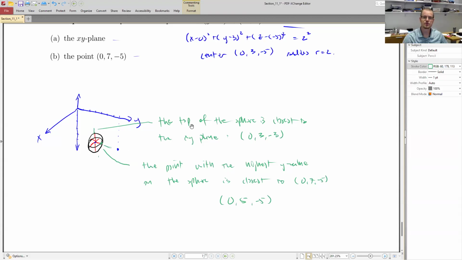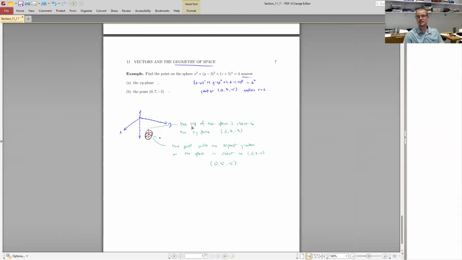Will we be able to answer these questions with calculus in some sense later on? Yeah, definitely. We'll use the distance formula to be able to do that. But for now, this is all that we're looking for.